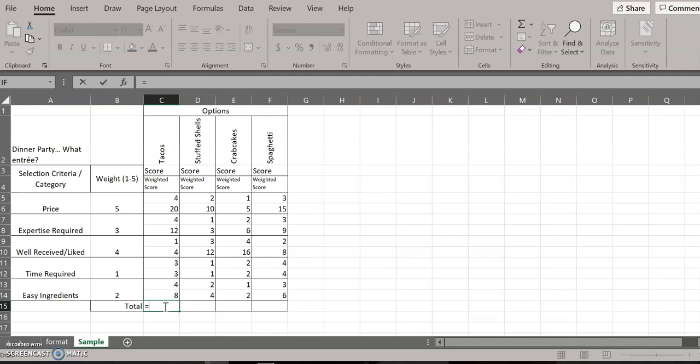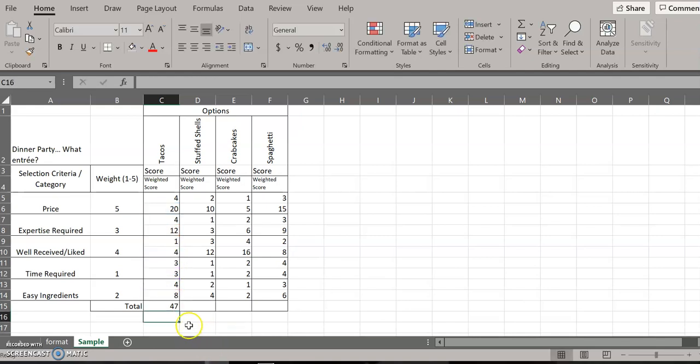I could use the sum command if I want, but since these cells are kind of separated, I'm just going to go ahead and click on the ones, and I've got to be sure to click the weighted scores. I'll do that, and I'll hit plus, plus, plus the weighted score. Whoops, and I forgot one. It's okay. That weighted score and one more weighted score, and there's my total.